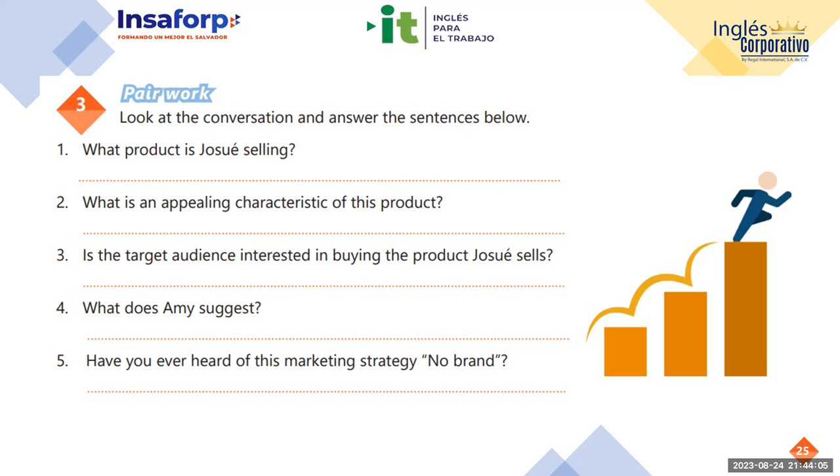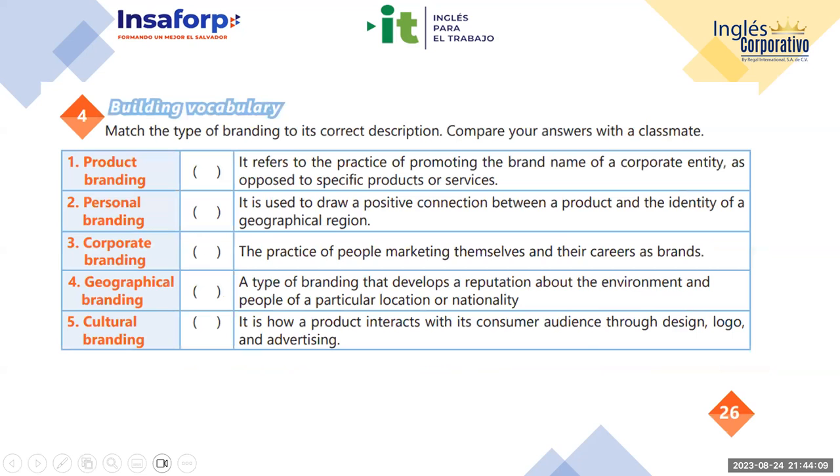Great. Thank you so much for your participation and answering these questions. Now we can move to the building vocabulary part. We're going to be matching the types of branding to their correct descriptions, and then we're going to compare. In the type of branding category, we have product branding, personal branding, corporate branding, geographical branding, cultural branding, and then we have the concept. So we're going to do the matching. Probably we will need to use a dictionary to have a better idea of what kind of marketing is described in the concept on the right hand side. I give you time to complete the vocabulary exercise. Let me know, please, when you're ready.